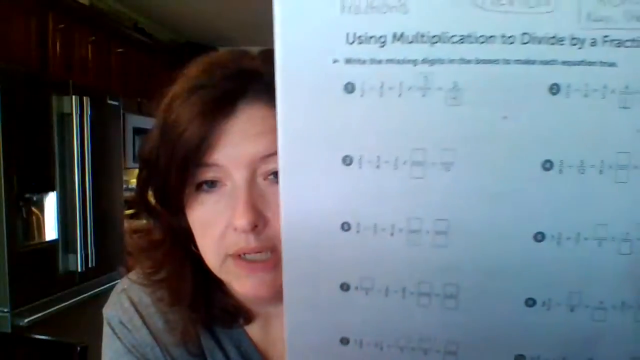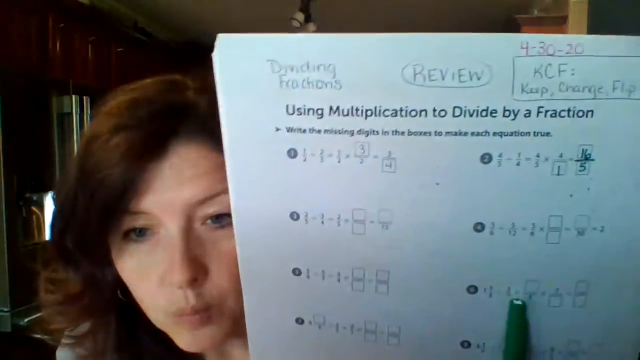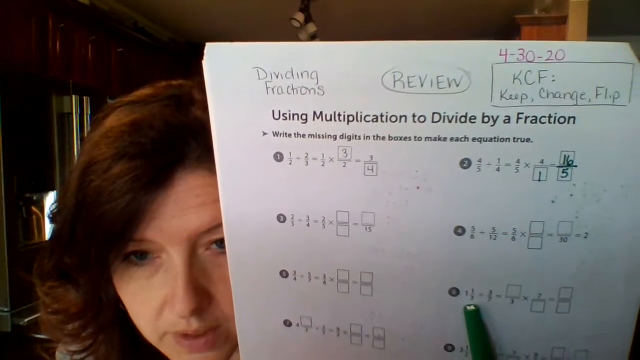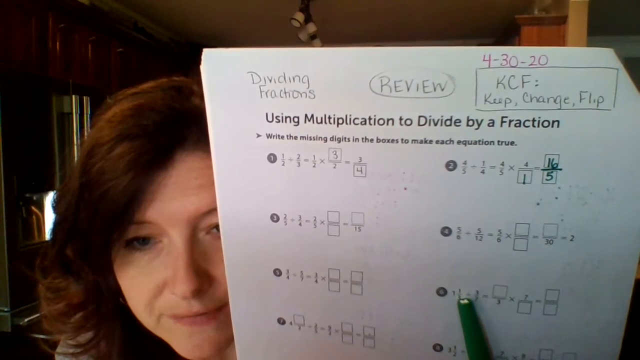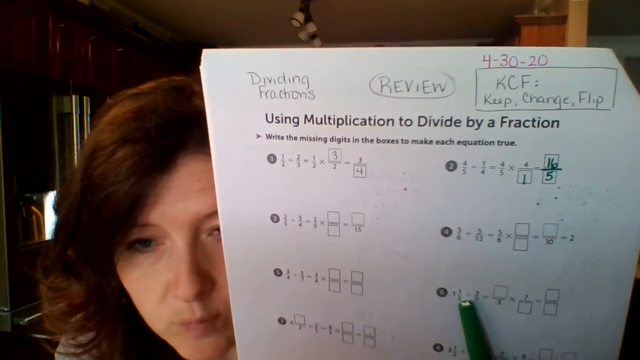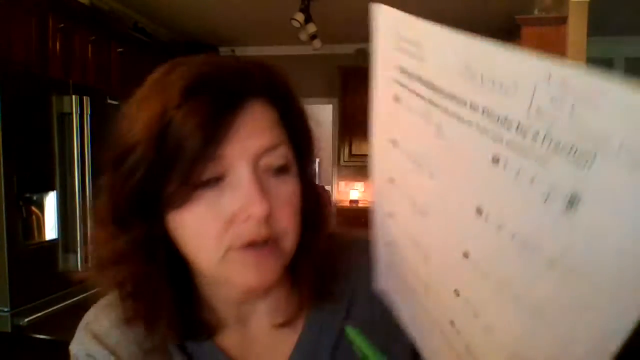Okay, let me skip around a little bit. Let's go to a mixed number. Let's do number 6, 1 1/3. The first thing you have to do is change that to an improper fraction. 3 times 1 is 3 plus 1 is 4. So that's the same thing as 4/3. So I'm going to rewrite 1 1/3 as 4/3.